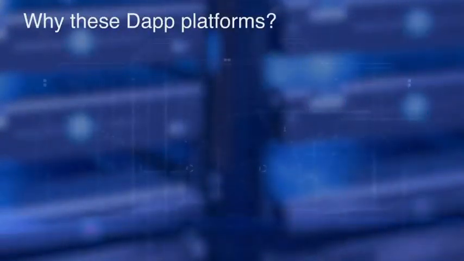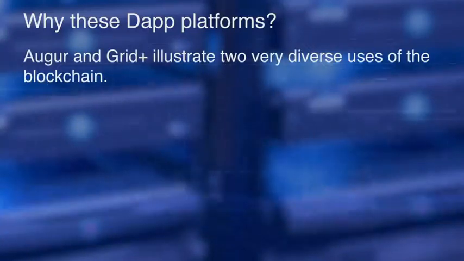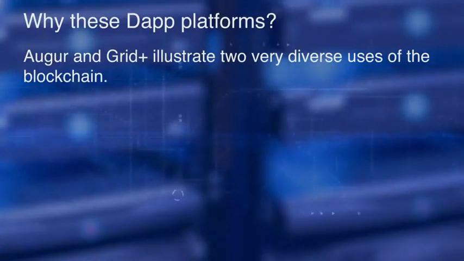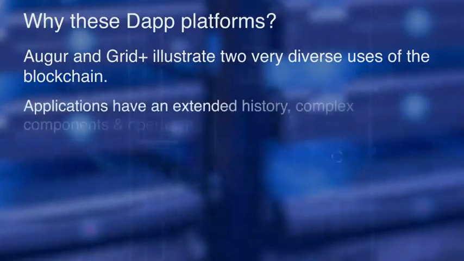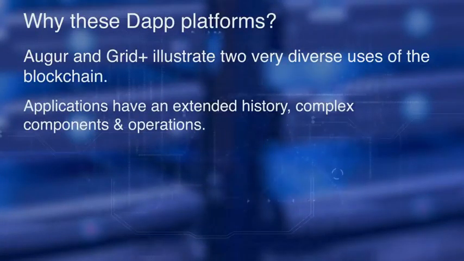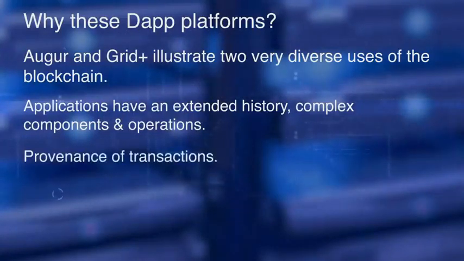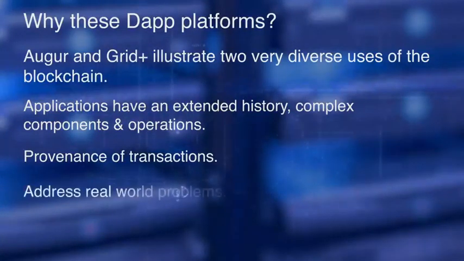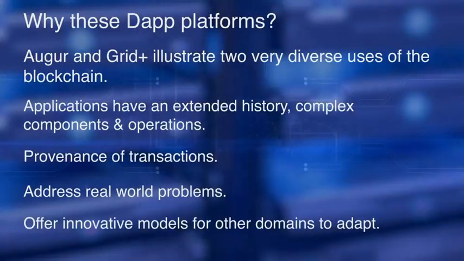Why did we choose these particular dApp platforms? Augur and GridPlus are chosen specifically to illustrate two very diverse uses of the blockchain. These applications have extended history, complex components, and operations. Provenance of transactions are critical in both applications. They are addressing real-world problems, not hypothetical ones. They offer innovative models for other domains to adapt.